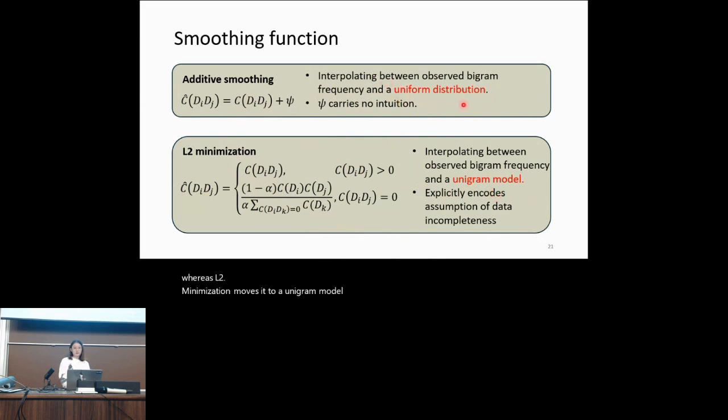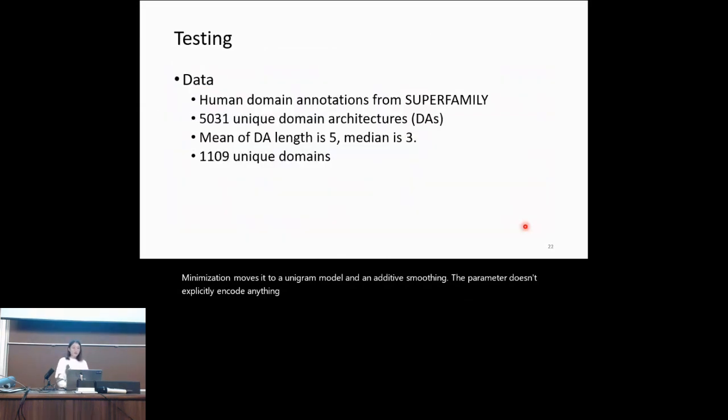And in additive smoothing, the parameter doesn't explicitly encode anything, but in L2 minimization the parameter explicitly encodes our assumption of data incompleteness. So to test, we did this in human. We had human domain annotations from SUPERFAMILY, and there are over 5,000 unique domain architectures, not a lot. And to give you an idea of the scale of the problem, the average domain architecture length is 5 and the median is 3. And there are over 1,100 unique domains.